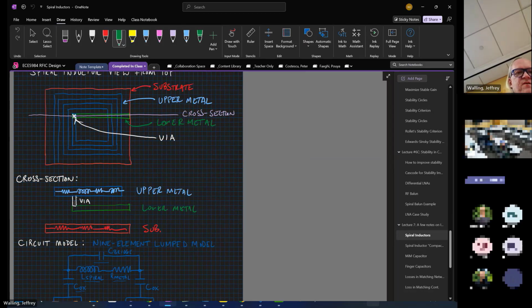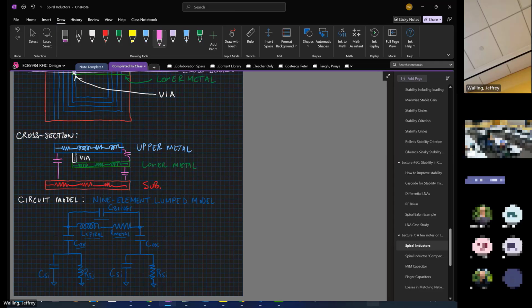So we showed, if we look at the cross section of this inductor, we have some upper metal. We go through a via, we go through a lower metal, and that lower metal has also some inductance, some partial inductance, some resistance. And then ultimately, it also is going to have some capacitance as well, because the metals are separated by insulators. And indeed, you'll even have some capacitance down to the substrate. And so we can make a circuit model of this structure.